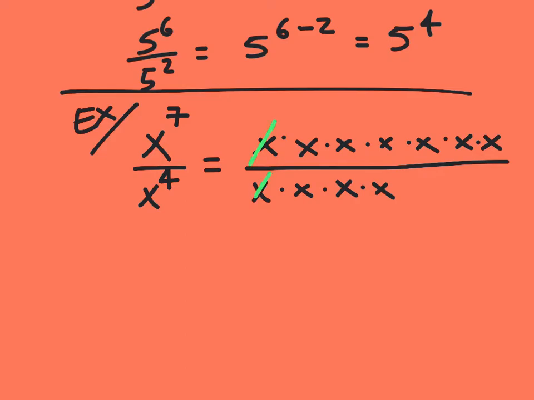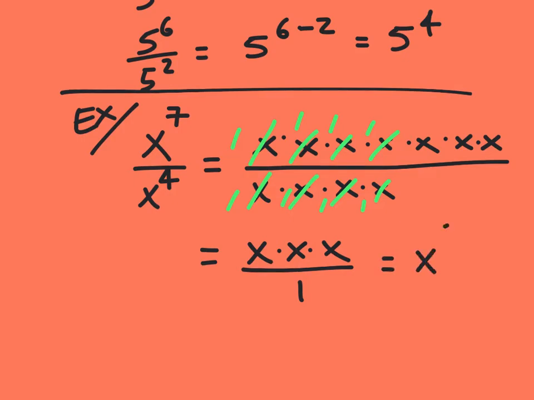Now, if I group these together and I start dividing them out, x divided by x divides out to 1. X divided by x divides out to 1. X divided by x divides out to 1. And again, it divides out to 1. So now, look what you've got. You've got x times x times x over 1. So now, I can write that as x cubed.